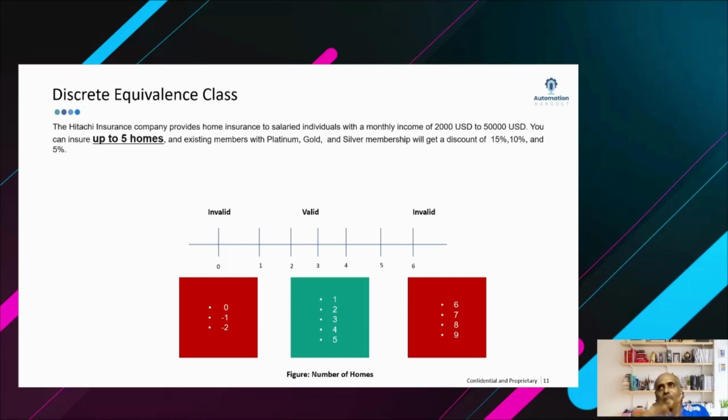Very simple again. I can have no home, which is basically 0. I can also have a condition where I have more than 5 homes. So there are 2 invalid classes here. One is I have 0 homes and the other is I have more than 5 homes. And if I have anywhere between 1 to 5, I'm eligible for the insurance. So there are 2 invalid classes, one below 1 and one above 5, and then you have a valid class. It can be any number between 1 to 5. If I'm testing with 1, it should work with 2, 3, 4 and 5, and I'm not going to test those. I'm going to take only one input based on the principles of equivalence classes.